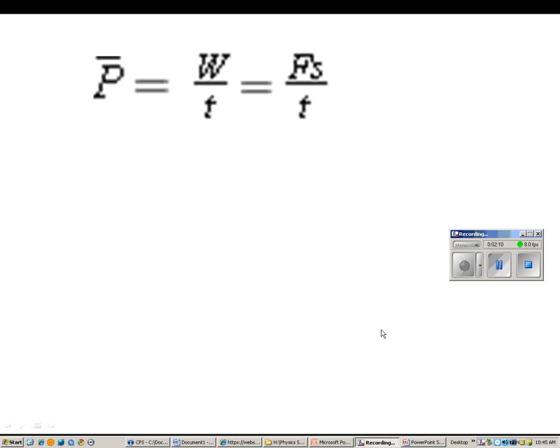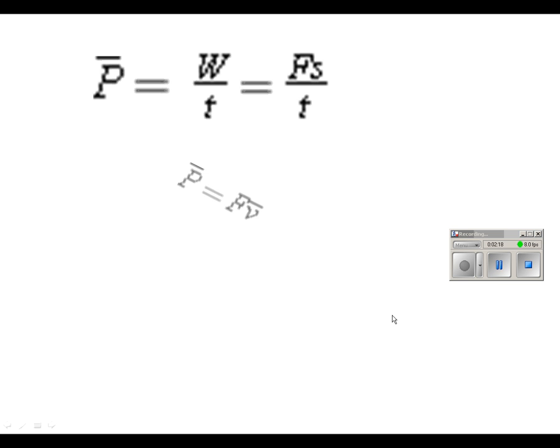So if we start off with this equation, power equals work over time, we know that we can write work as force times displacement, F times S, all over time. And we can now write average power equals force times the average velocity, because we know this displacement over time is velocity. So we have force times velocity.